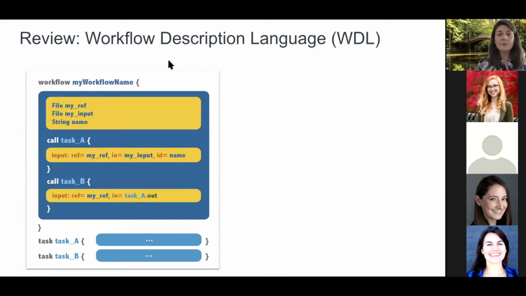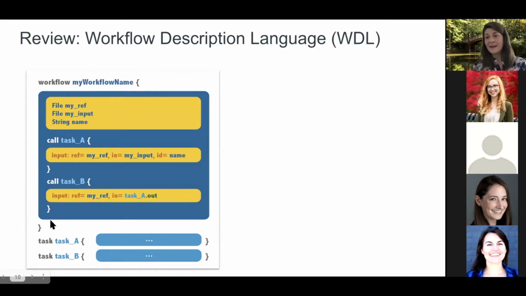Every workflow starts with a workflow definition. So here you're seeing an example of that with my workflow name. You can specify inputs and their types. So here we can see some files and some strings. And in your workflow definition, you call your particular task. So here you can see we're calling task A and calling a task B.